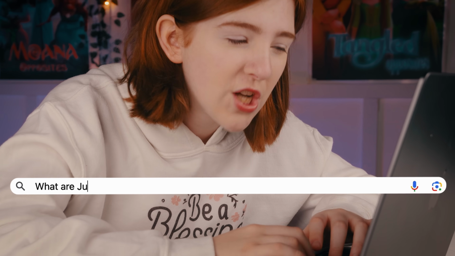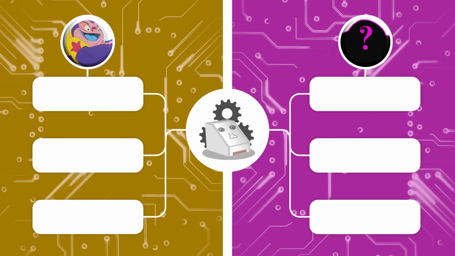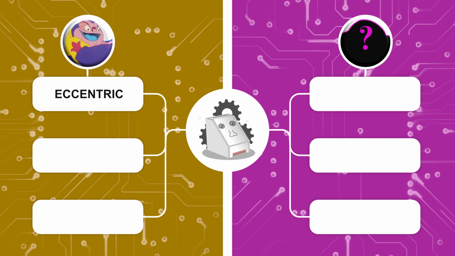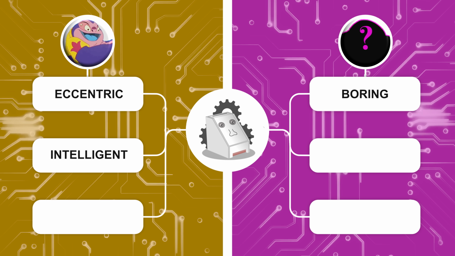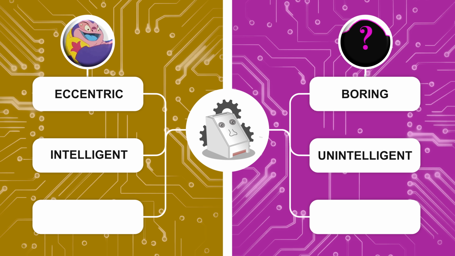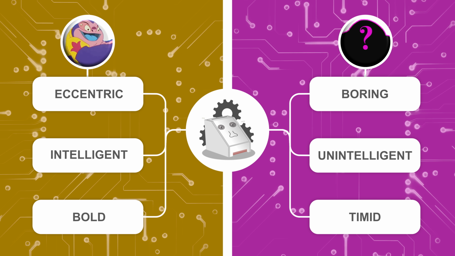Okay, Craig, what are Jumbo's 3 key attributes and key colors? Jumba's first key attribute is eccentric, and the opposite of eccentric is boring. His second is intelligent, and the opposite of intelligent is unintelligent. His third is bold, and the opposite of bold is timid. Moving on to Jumba's key colors.